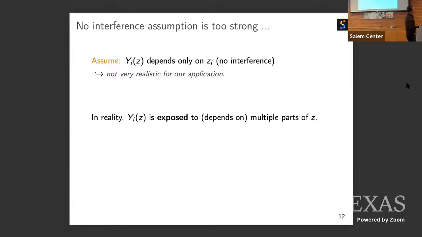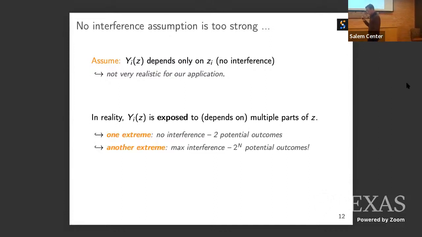Okay, Yi(z) is actually dependent on, or exposed to, multiple parts of my treatment vector, not just one. So we can think of a couple of extremes, and why this problem becomes very hard and why people have often made the SUTVA assumption. On one extreme, which we've already discussed, is no interference, where we only have two potential outcomes. But at the other extreme, when I let my potential outcome function depend on my entire z vector, which is binary, then I have 2 raised to the n potential outcomes. So this is a very intractable system to work with.